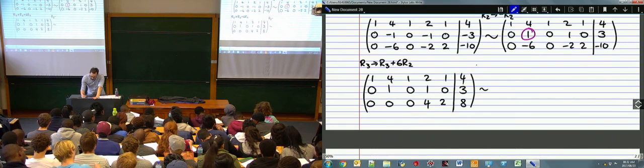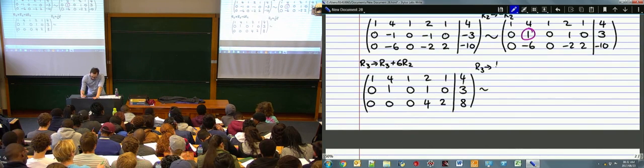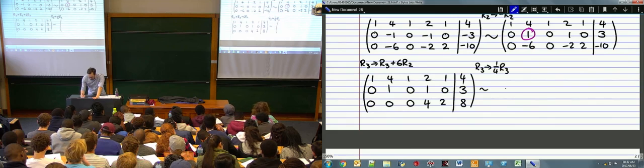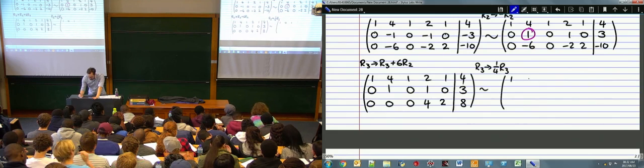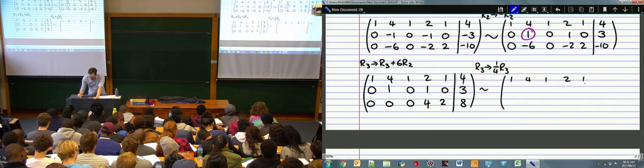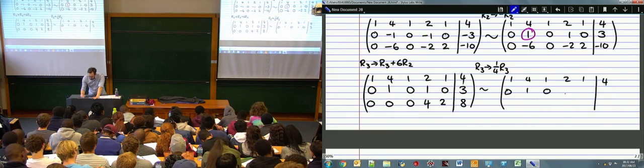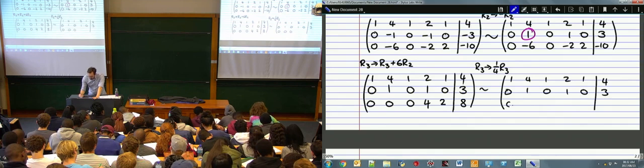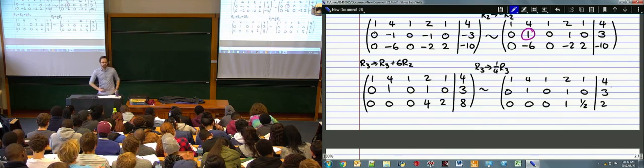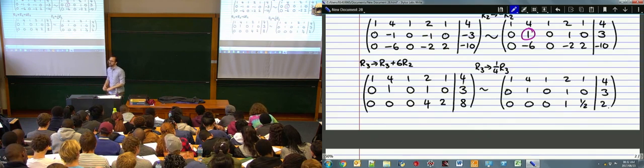So we scale this, we say row 3 goes to 1/4 row 3. 1, 4, 1, 2, 1, 4. 0, 1, 0, 1, 0, 3. 0, 0, 0, 1, 1/2, 2. Okay. Yes?